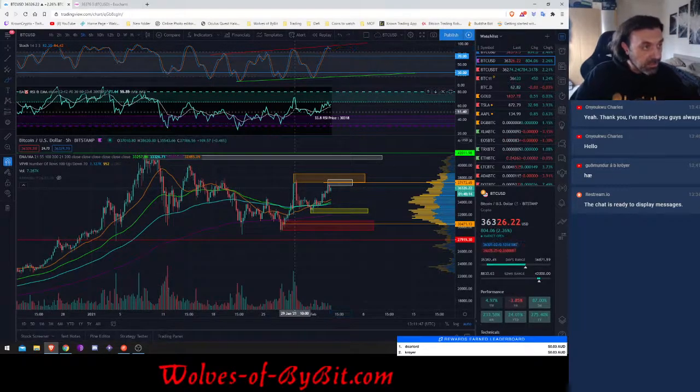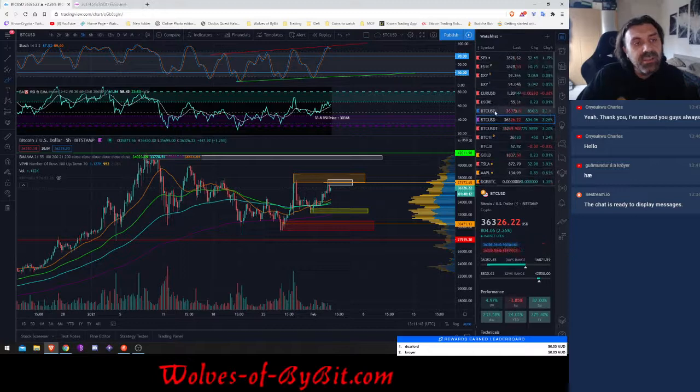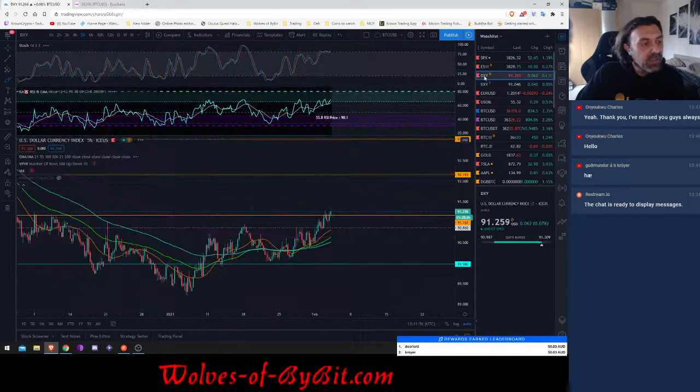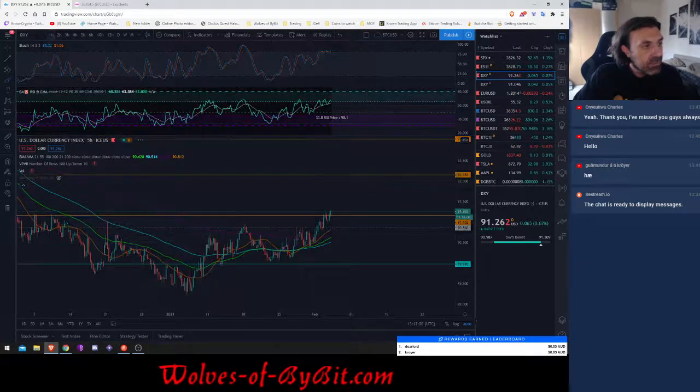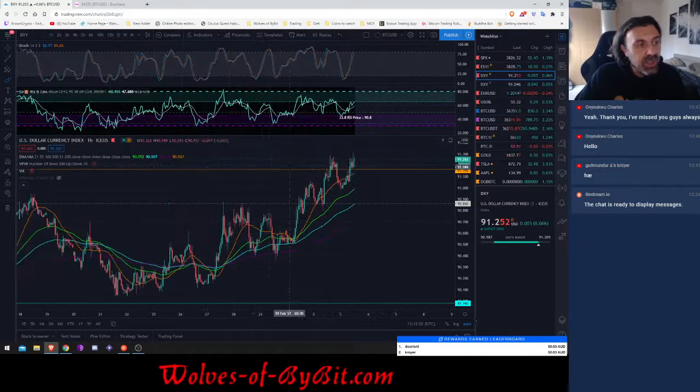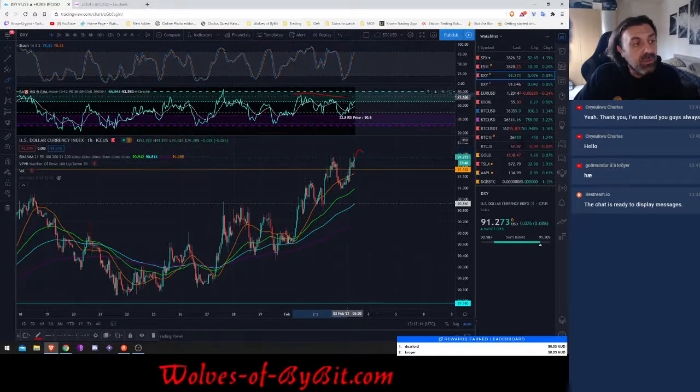Now, let's have a quick look at the dollar index. Let's see what the Dixie is doing. So right now, the dollar looks on the short term a little bit exhausted, going for a higher high, while on the 1-hour chart, the RSI is already printing bearish divergences.